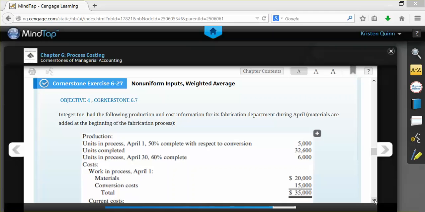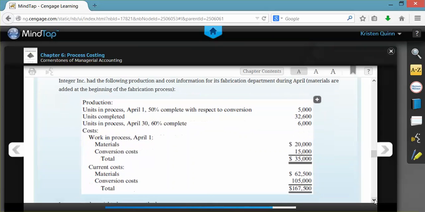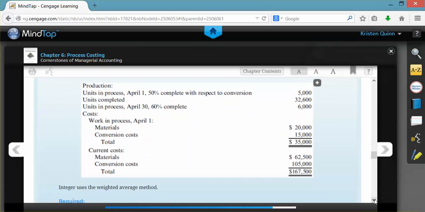They tell us that we had units in process at the start of the month that were 50% complete with respect to conversion of 5,000 units. They tell us during the month that the units that were completed were 32,600 and that units in process at the end of April were 60% complete. There were 6,000 units.